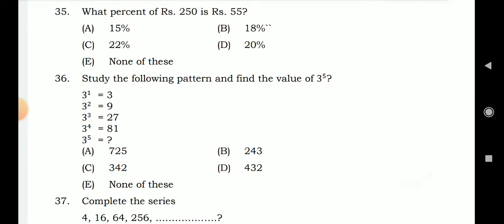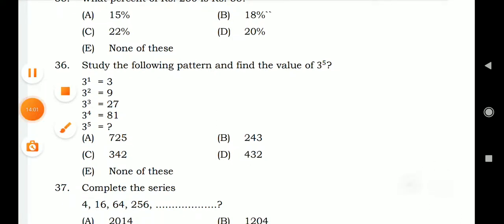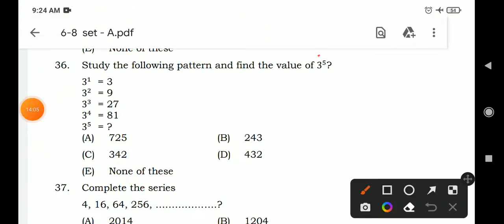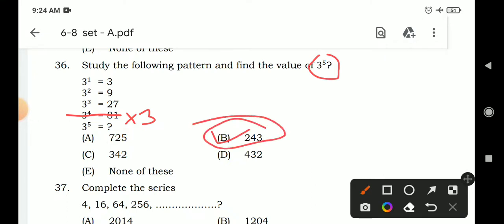Study the following pattern and give the answer. This is a very easy question. 3 raised to power 5 is here. What will be its correct answer? Beta, 3 raised to power 4 is given as 81. Then multiply 81 with 3. So what will you get? 243. 243 is its correct answer.